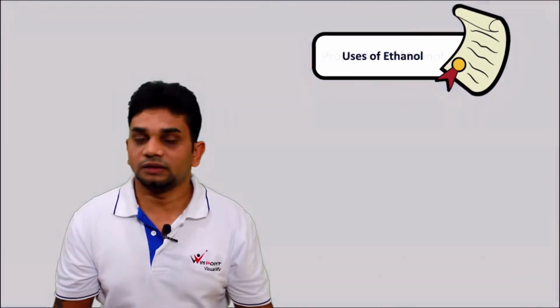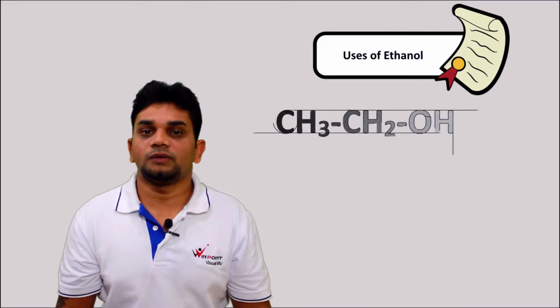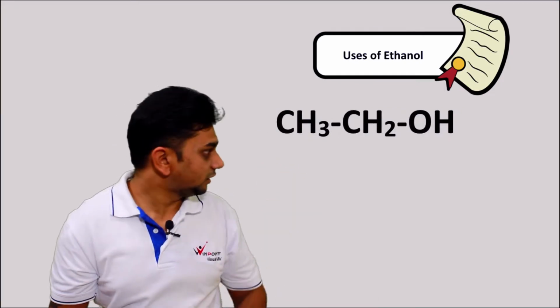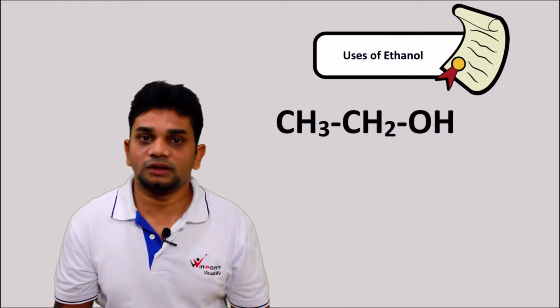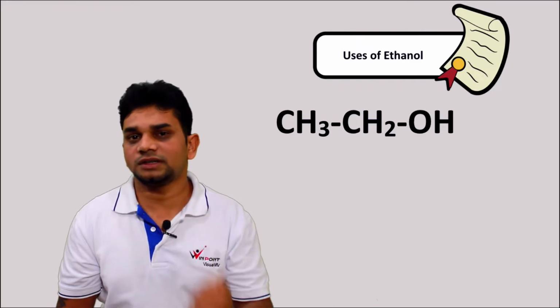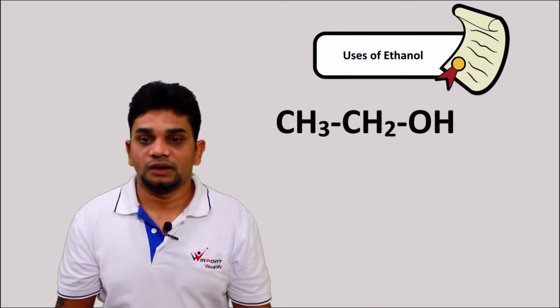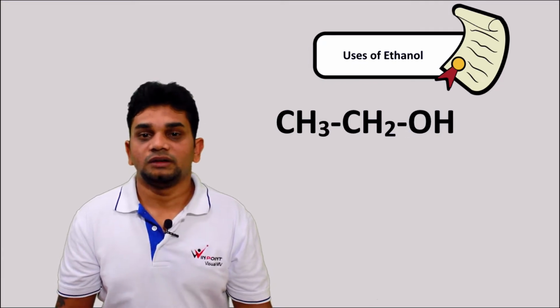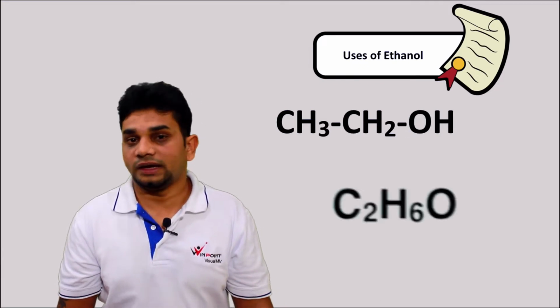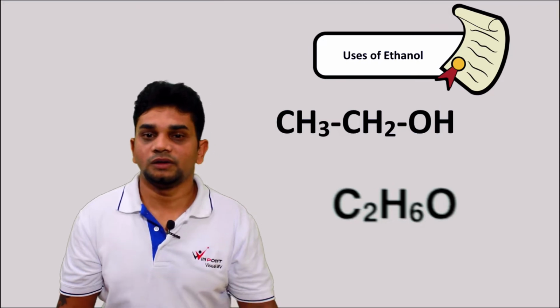So first we can discuss the formula of ethanol. Here you can see CH3CH2OH. This is the formula of ethanol. How many carbons are here? 1, 2. There are two carbon atoms, 6 hydrogen atoms and 1 oxygen atom. So C2H6O. That is the formula of ethanol.